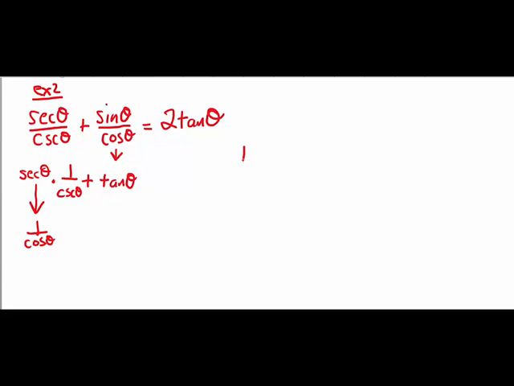Now off to the side here, here's what I have. 1 over sine. So again, we're going to use what we learned in the last problem about mixed fractions, where we're going to skip the first fraction, flip the second fraction, and multiply. So 1 divided by cosecant theta, which is the same as 1 over 1 divided by sine of theta, is the same thing as sine of theta.